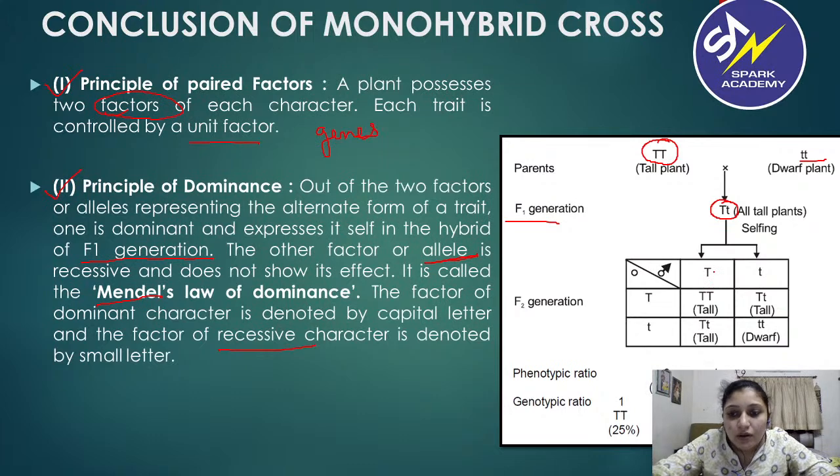So what is the phenotypic ratio of this monohybrid cross? Three plants are tall and one plant we got is dwarf. But genotypically, it is 1:2:1.